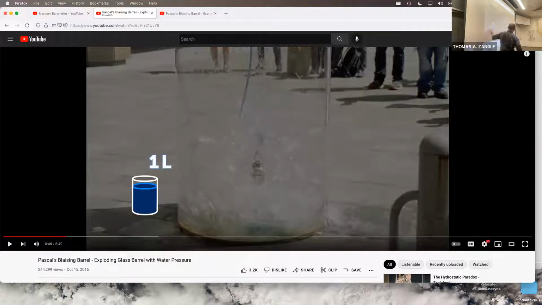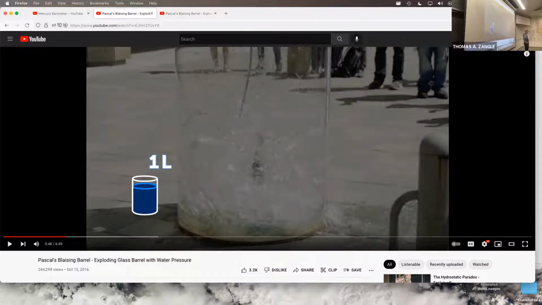Okay, so the question is, how did such a small amount of liquid crack this barrel? Any ideas for how we can break this barrel with such a tiny amount of liquid? Yeah. Magic, okay. But we don't really deal with magic in this class. 90% sure we do. Oh yeah. I think we don't understand it.